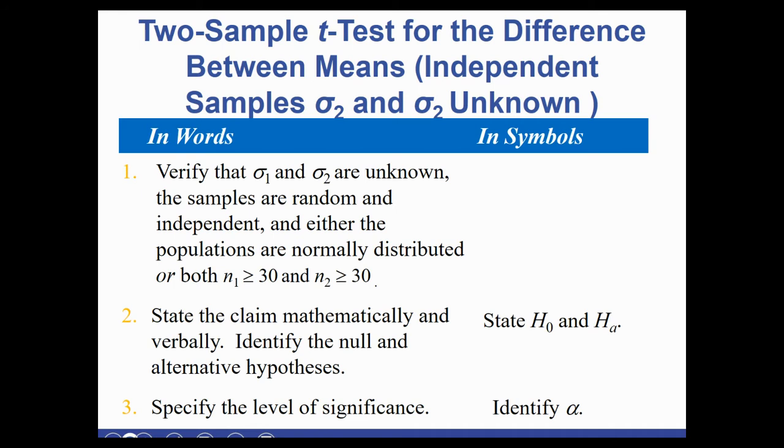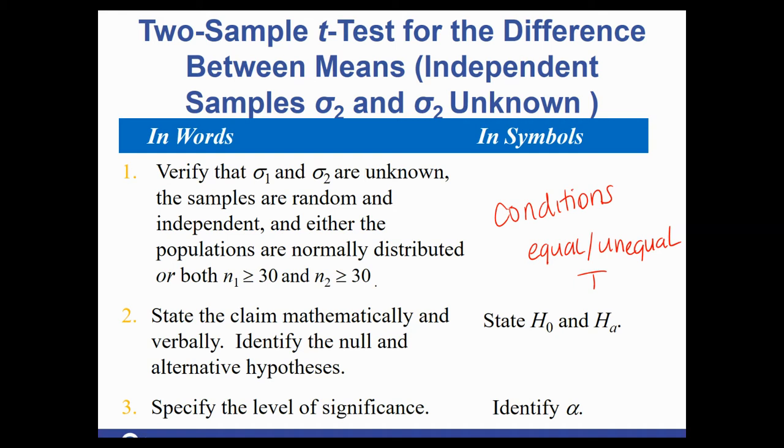So same order of steps. Again, when you are checking the conditions, the big thing with this one is you're going to look for whether it is that equal or unequal variances. That's going to be a big clue to let you know that we are going to be using a t distribution, but it's also going to tell you which formula and which degrees of freedom.